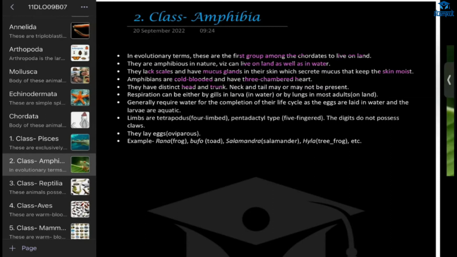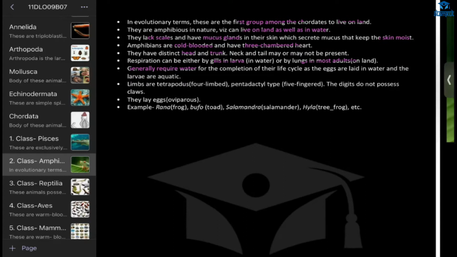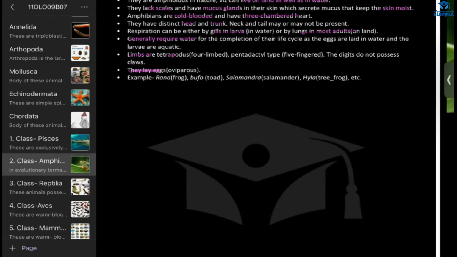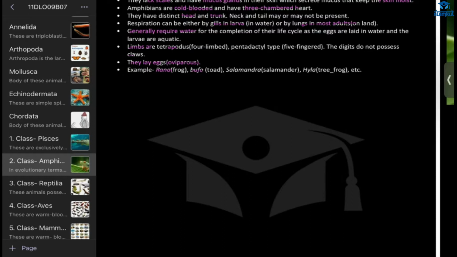Next, respiration. What? Either by gills in the larva stage, or by lungs in most animals, okay? They require water for reproduction, okay? Because they lay their eggs in water, and the larvae are aquatic, they live in water. And limbs are tetrapodous, that means four-limbed. Or they can be pentadactyl, that means five-fingered limbs. That means the leg and the toes and the fingers, right? They can have four fingers, or they can have five. And they don't have what? Claws. And they lay eggs, oviparous. Examples: Rana, Bufo, salamander, Hyla. All these names are easy, right?